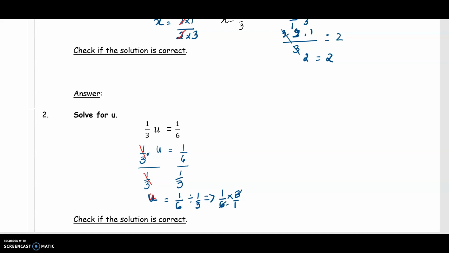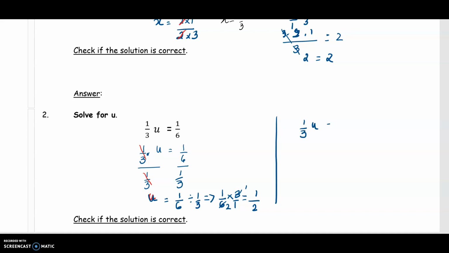3 goes 2 times into 6. I cancel the common factor, which is 3. And in the numerator, I have 1 times 1 is 1. 2 times 1 is 2 in the denominator. So that's one way of solving it. Another way of solving it would be, I think, easier.